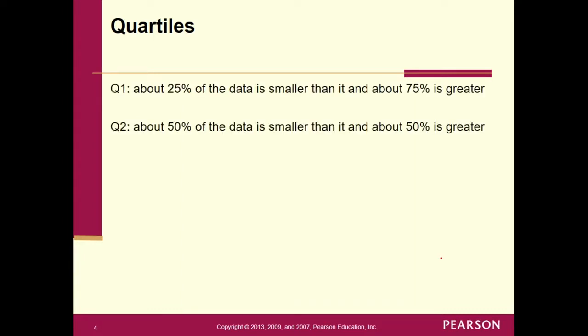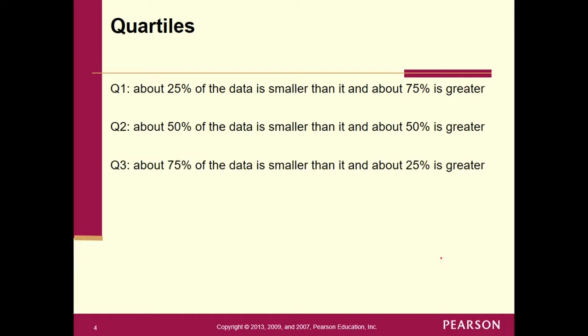How about Q2? Q2, about 50% of the data is smaller than it, and about 50% is greater. What's another name for Q2? Can you think of another name for Q2? Hopefully you said the median. The median, Q2, they're interchangeable. Q3, about 75% of the data is smaller than it, and about 25% is greater. All right, so it's the opposite of Q1.